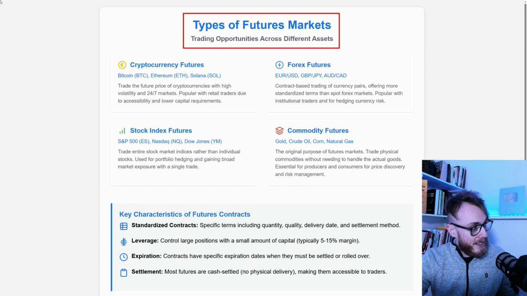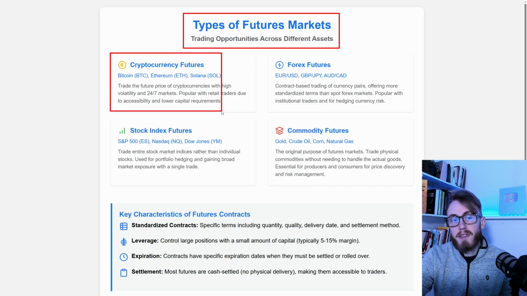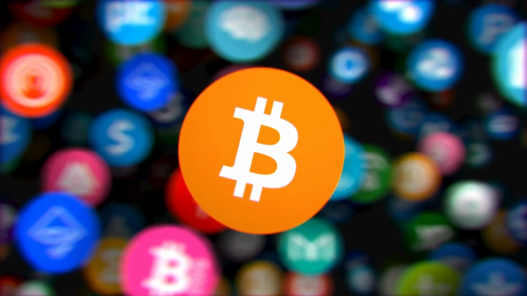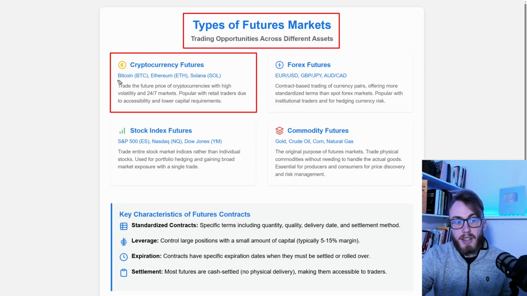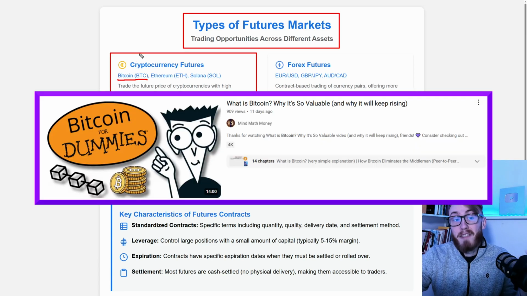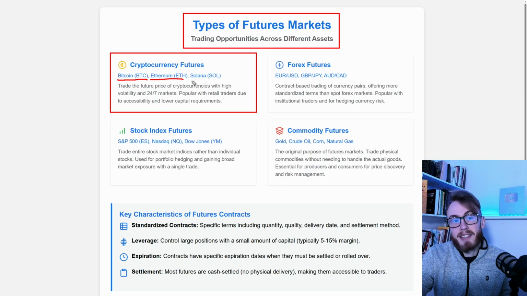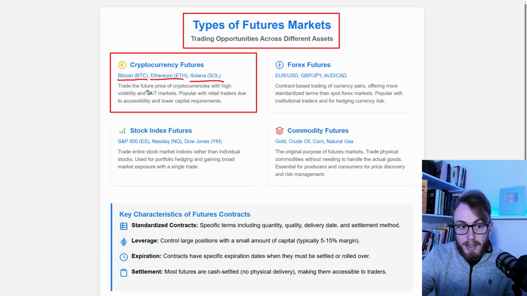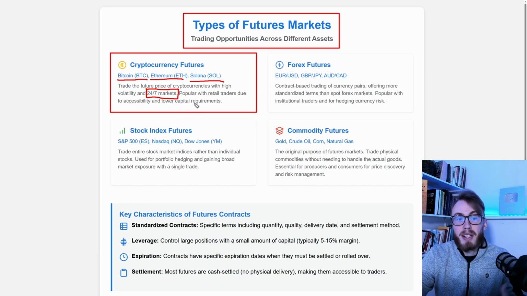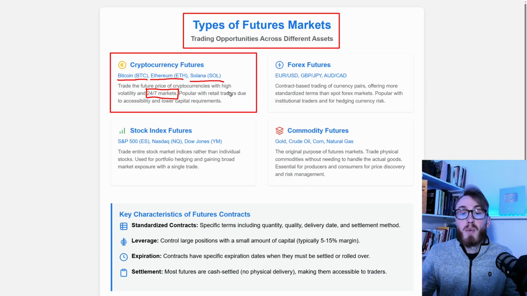But all right, so now let's take a quick look at some different types of futures markets. As you know from the intro, we have so many different markets, but let's take a look at some of the most common ones. One very common market nowadays is cryptocurrency futures. So you can trade things like Bitcoin. By the way, if you want to learn more about how Bitcoin works, I do have a video about that, so feel free to check that video out. But you can also trade things like Ethereum, Solana, and so on. And one great thing about cryptocurrency trading is that the market is open 24/7. So you can trade on weekends, you can trade whenever you want.